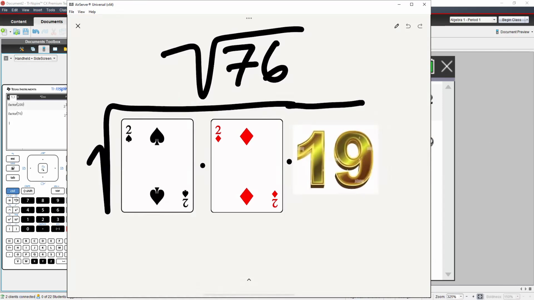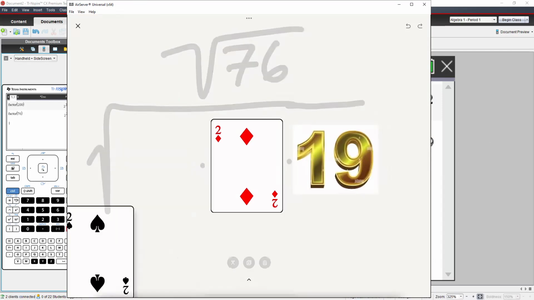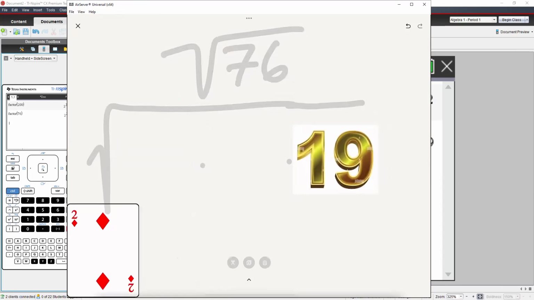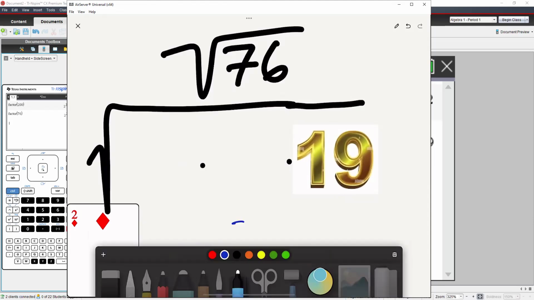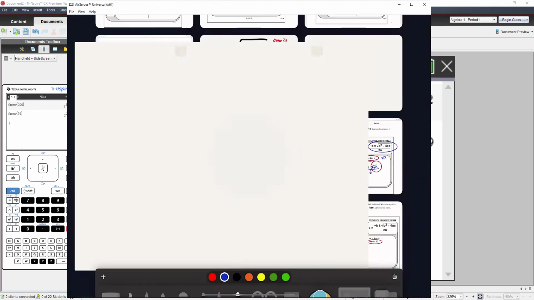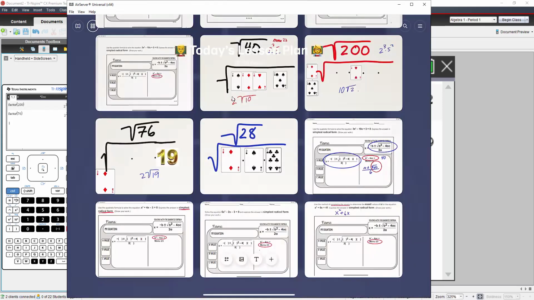I'm going to take this 2 and bring it outside over here, and then take this 2 and bring it over here. All I'm left with is the square root of 19. So my simplified answer is 2 times the square root of 19. That's all you're doing. I'm going to do one more and then end this. The next one is the square root of 28.